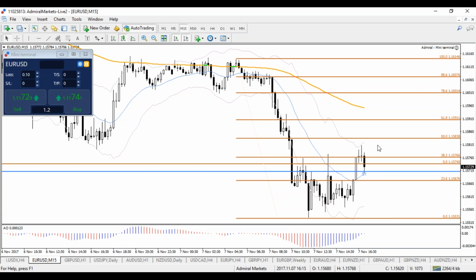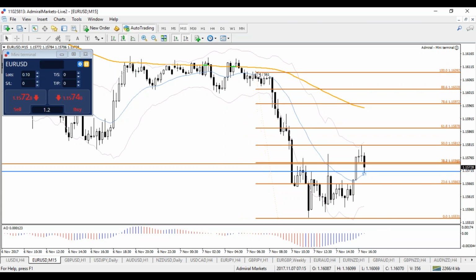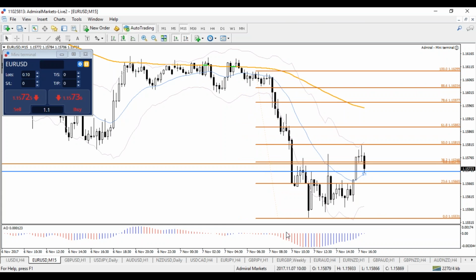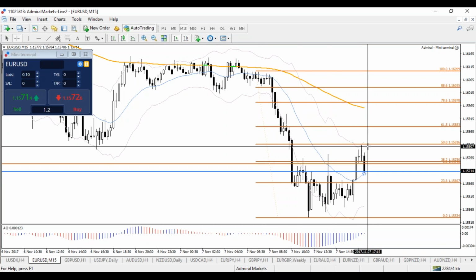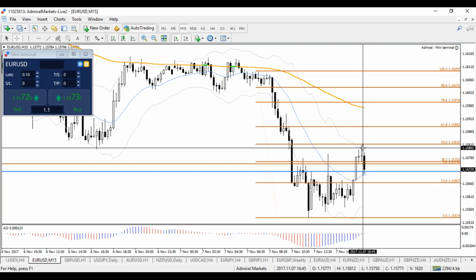I was looking for a move back to the 50 fib. So it looks like we just had a retracement to 115.80. 115.80, 115.90 I thought was the very max, and it just hit 115.80 right there. So let's see how it responds.